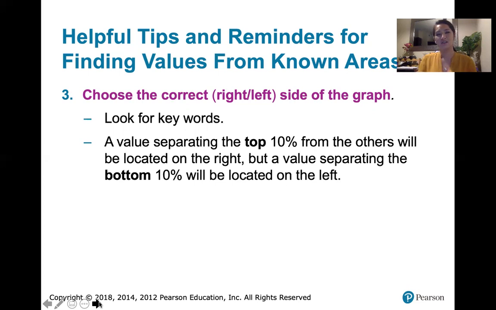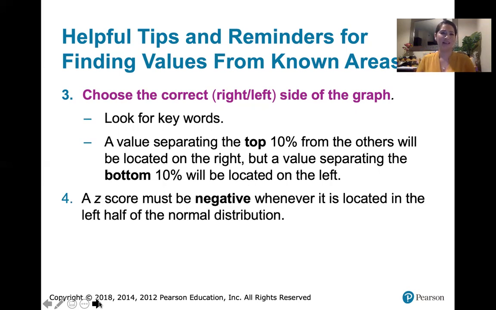So make sure that you know what that top 10% indicates. Top 10% is on the right. Bottom 10% is on the left. That will help keep you on track when you're finding the right z-scores.